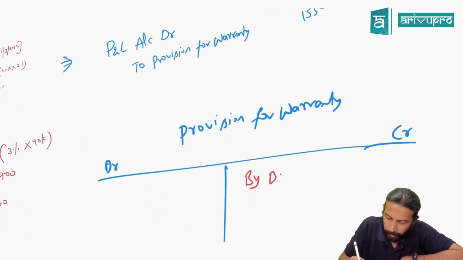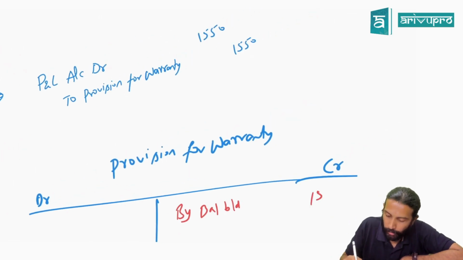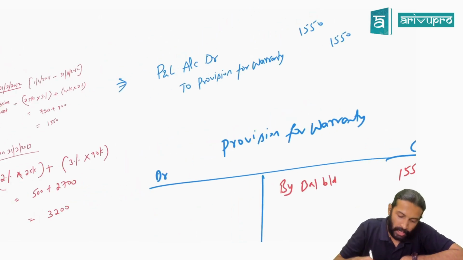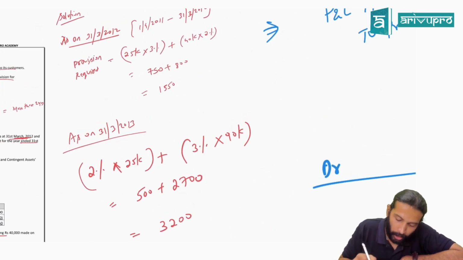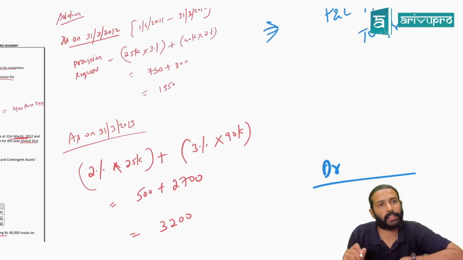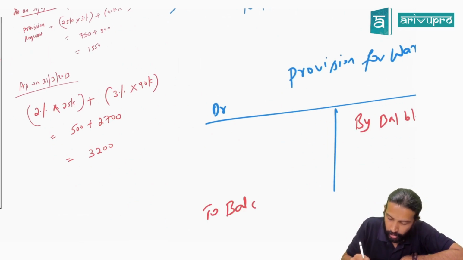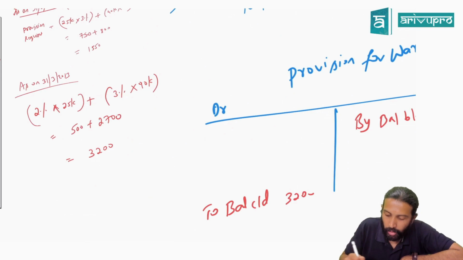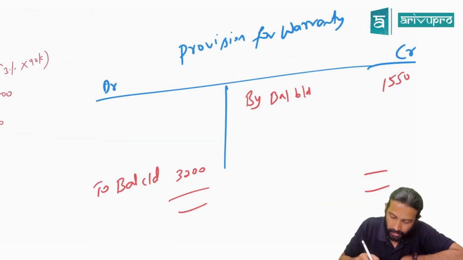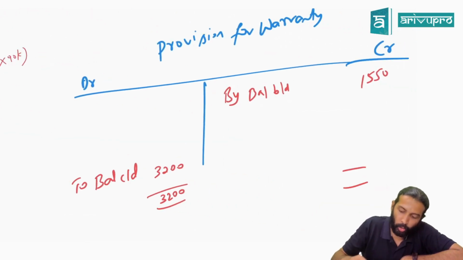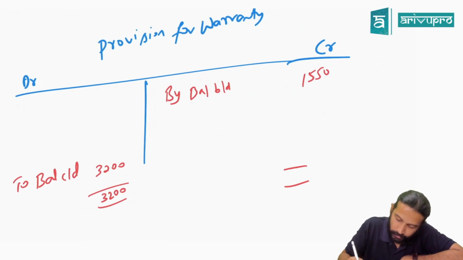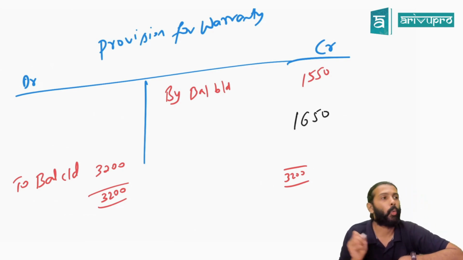1550. That means you will write here by balance brought down, 1550. As on 31st March 2013, how much provision do you require, sir? 3,200. What is this 3,200? The provision's closing balance, which is 3,200. Is the ledger matching or is there a balancing figure? This side is 3,200, this side also should be 3,200. Is it matching or is there a balance? How much balance? 1650 is the balance. What is that, sir?